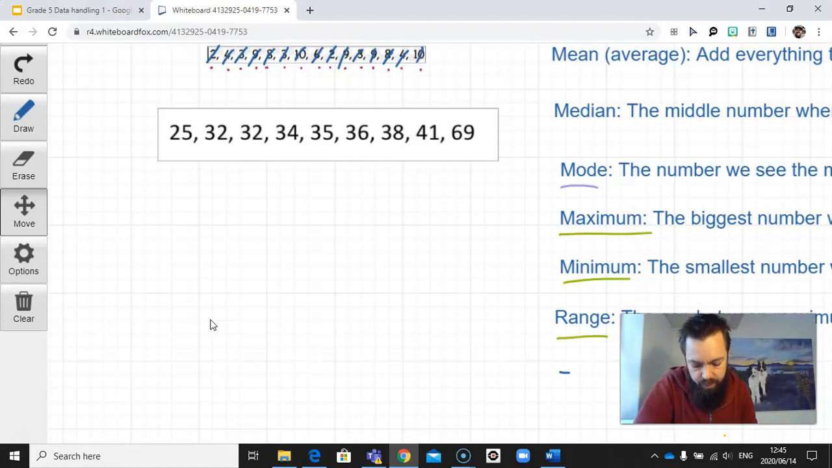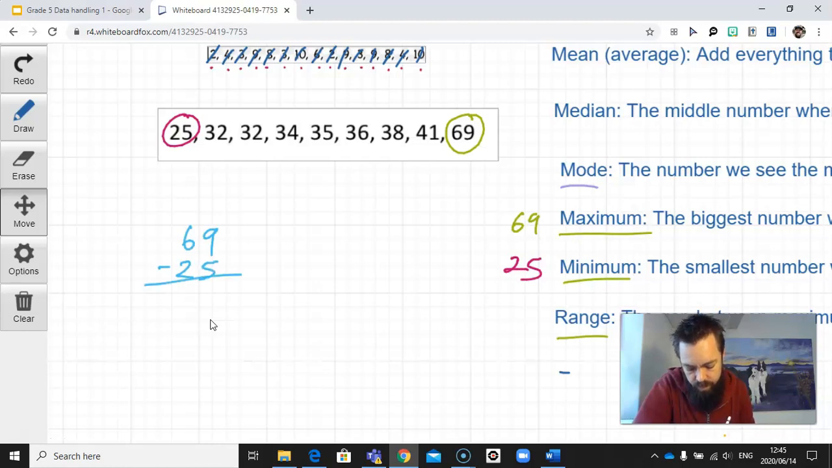So let's see if we can find the maximum and the minimum. Maximum will be my biggest, 69. Minimum will be my smallest, which is 25. To find the range, I need to minus the two. So I'm going to do vertical subtraction over here. 9 minus 5 is 4, 6 minus 2 is 4, so my range is 44.